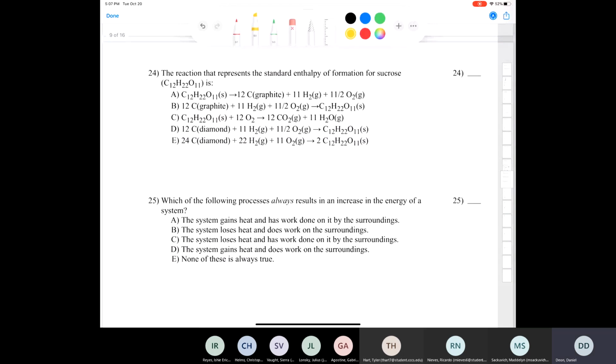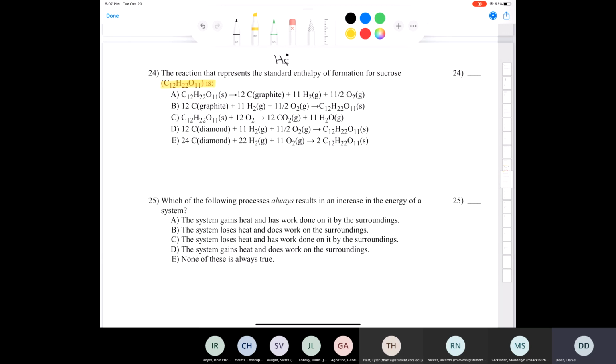Question 24, it says the reaction that represents the standard enthalpy of formation, and we denote standard enthalpy of formation as the heat of formation, and we put that little knot symbol up here at the top, and that represents its standard conditions for the formation of sucrose. And they've given us the formula for sucrose, which is C12H22O11, and then it gives you all these different options here.